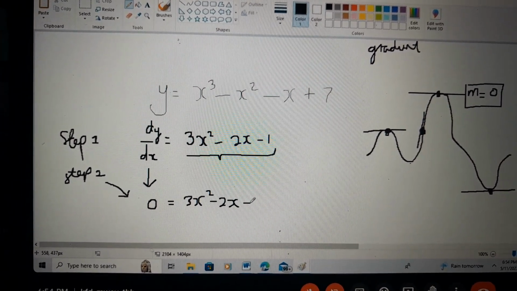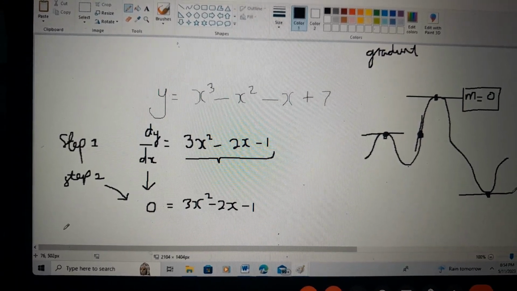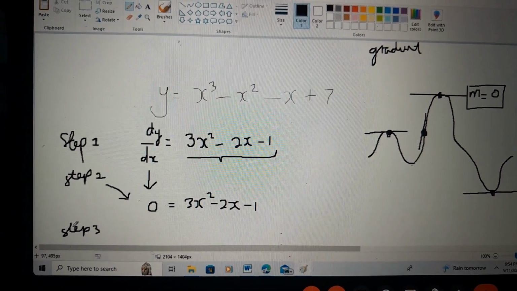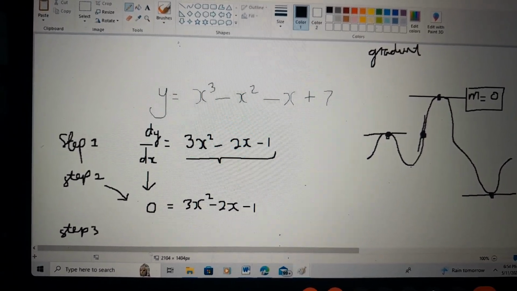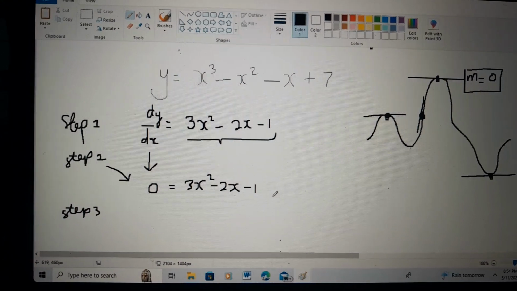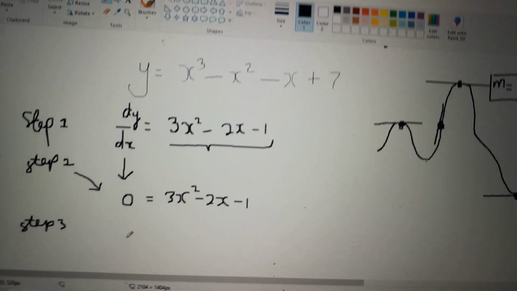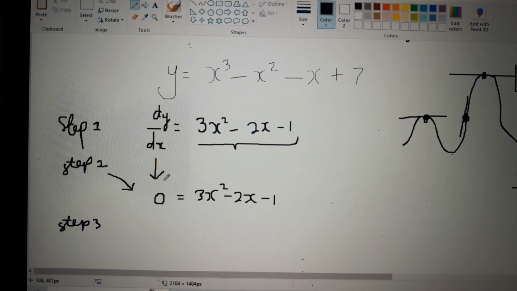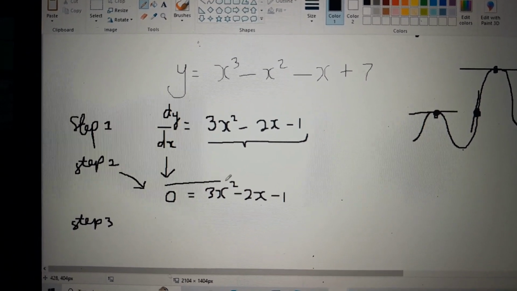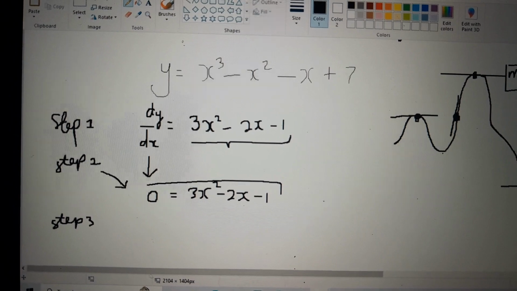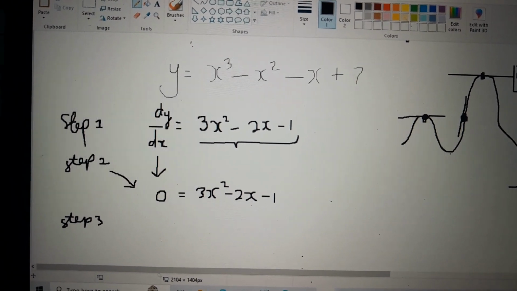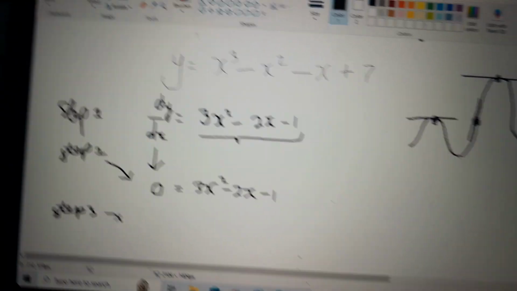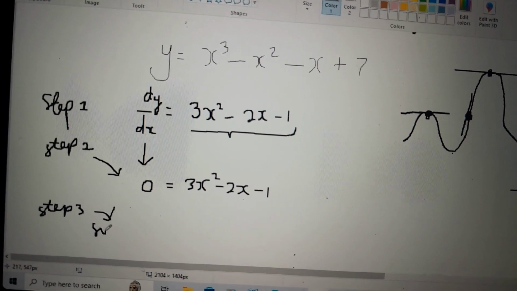Good. So who can tell us our third step? What can we do next? Come on, let's talk. Looking at this, there's only one thing we can do with this. Solve. Excellent, excellent. So the next step would be to solve, right? We are solving for x.